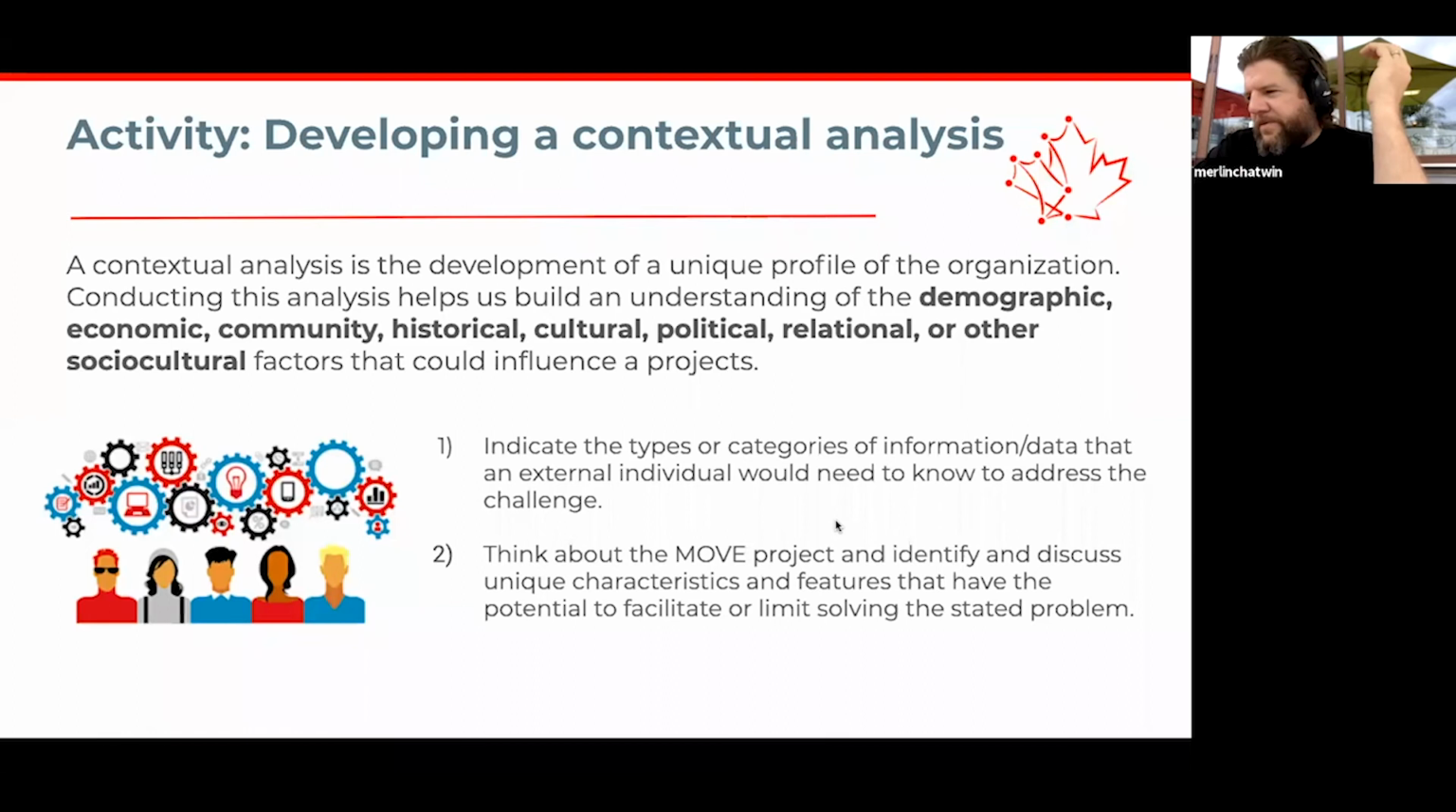And so I want to give people an opportunity here to just talk about things that you would recognize from the MOVE project that you would think would be important pieces of information to know in order to situate the initiative within the context, and provide adequate information for those people who are working on the initiative to understand the environment within which they'd be working. So the first one would be indicate the types or categories of information that they would need to know, and then identify and address unique characteristics and features that have the potential to facilitate or limit solving the stated problem. So again, feel free to unmute and offer or put it into chat.